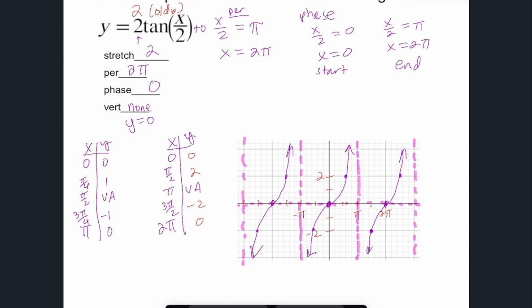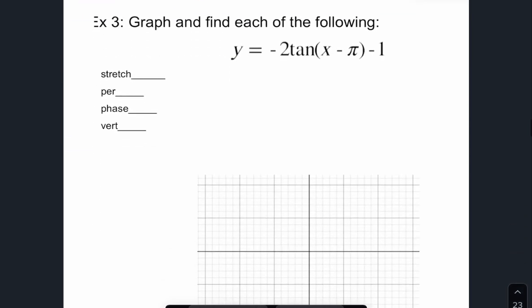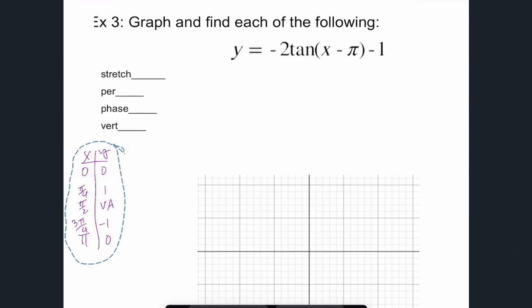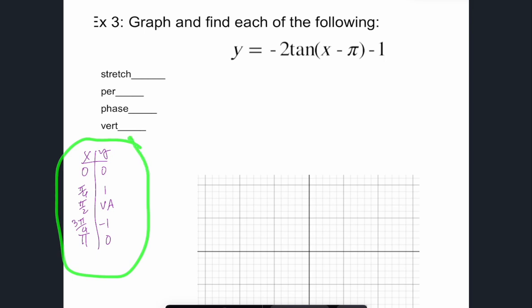So now let's go ahead and do one more example of a tangent. Write down the 5 values we know happen for a tangent. It's going from 0 to pi. It goes 0, 1, vertical asymptote, negative 1, 0. Okay, so once you have that written down, let's analyze everything we have for our tangent function.